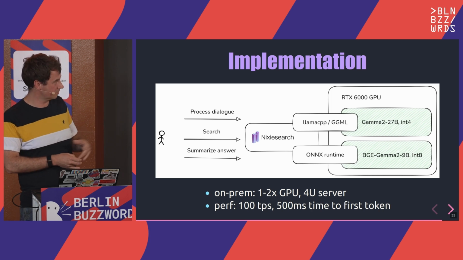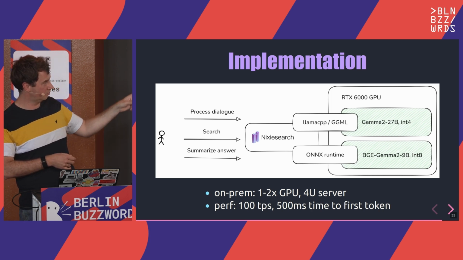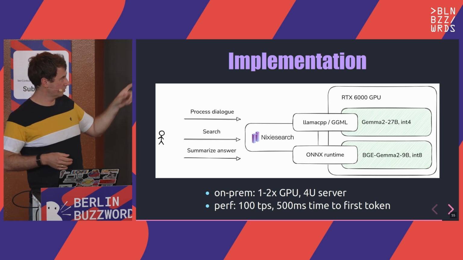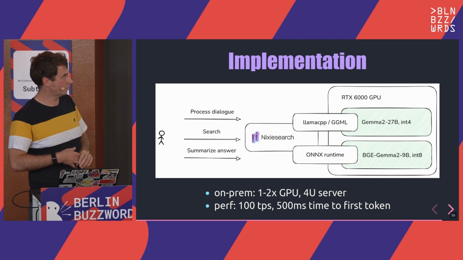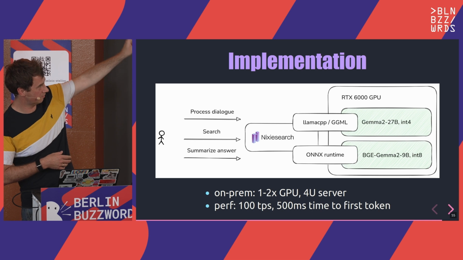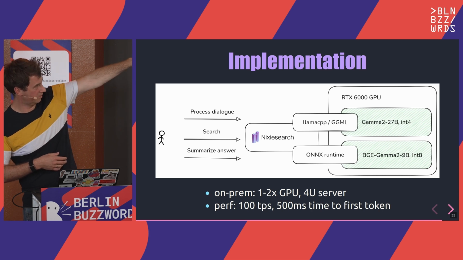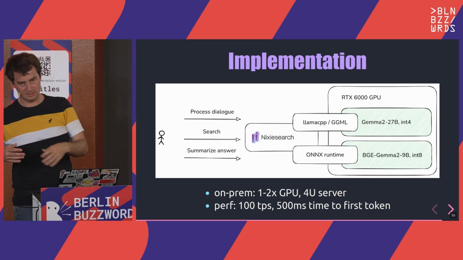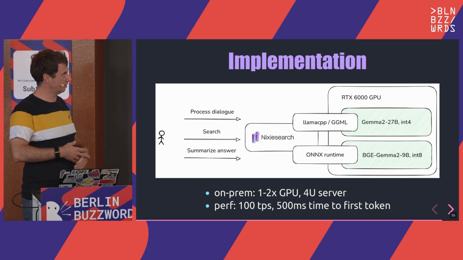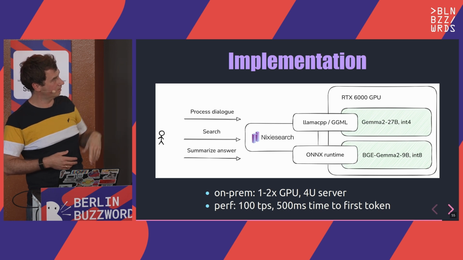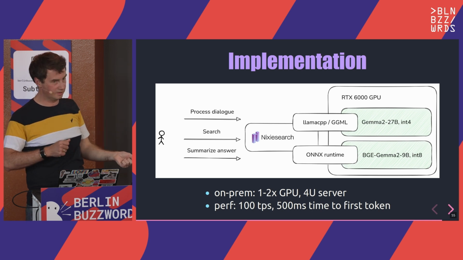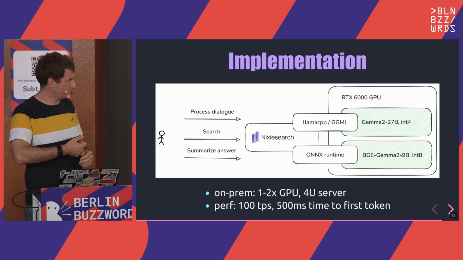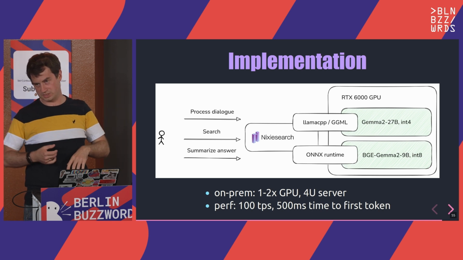From the implementation perspective, it was all quite simple. It was originally one GPU, then went to 2 GPUs in a 4U server, with 2 models running side by side, both of them Gemma. Now Gemma 2 27 billion has been replaced with Gemma 3, but in the end it's not that much of a difference. It's still llama.cpp for LLM inference, plus an extra runtime for embedding inference, and overall it's around 100 tokens per second.